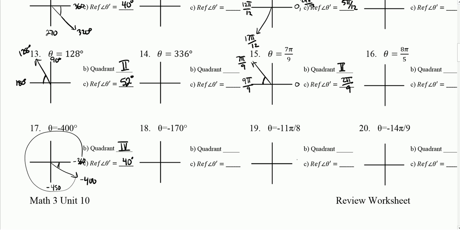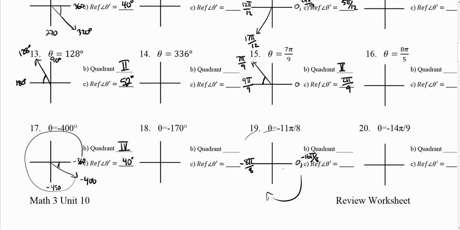Negative 11 pi over 8, you're at 0, you're moving in the negative direction. This is negative pi, which is negative 8 pi over 8. So we're passing that, keep going. At 2 pi or at 360, we're at negative 16 pi over 8. That's equivalent to negative 2 pi.